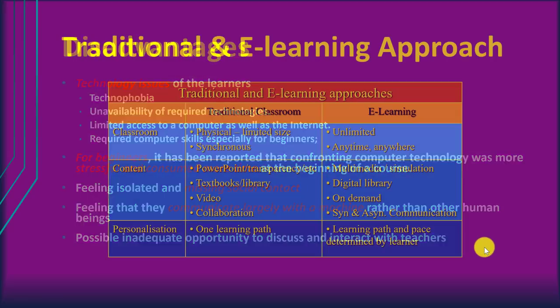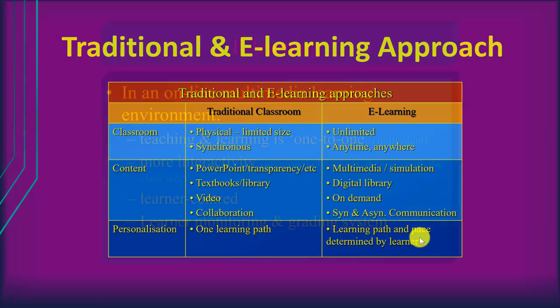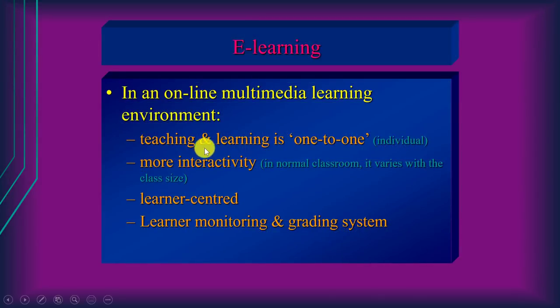So let's look at traditional and e-learning approaches. Classroom is physical, limited in size; e-learning is unlimited, can be anywhere, anytime. The content: PowerPoint, transparencies, and all that; collaboration, which is multimedia. Digital library on demand. Personalization: traditionally just one learning path, but here, learning path and pace determined by the learner. E-learning, teaching and learning is one-to-one. More interactivity, learner-centered.